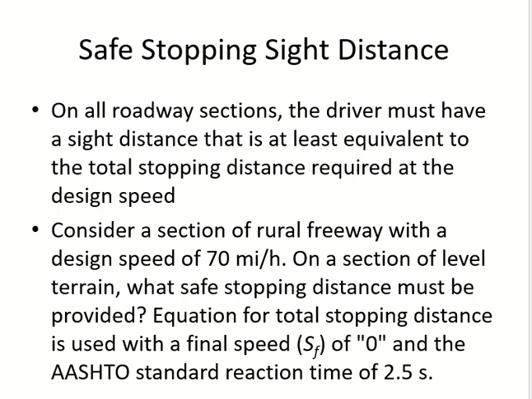So for example, if you are designing a road for a speed of 70 miles per hour, then you have to make sure that on all parts of this highway, the driver has enough visibility, sight distance, to stop. So how much sight distance do we need in this case? The speed is 70 miles per hour and the time is 2.5 seconds, and obviously we are not designing for a crash. We are designing for a stop. So the final speed would be 0. So how much will be the distance?